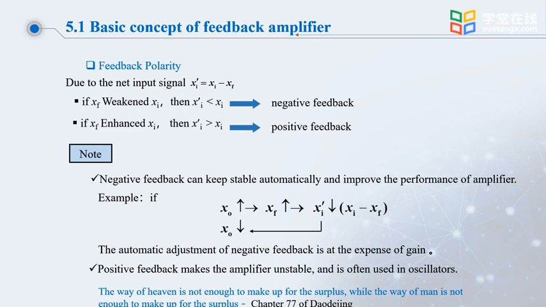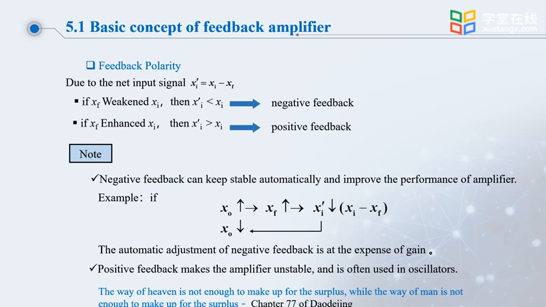Positive feedback and negative feedback are concepts you have probably heard in normal life, and there are many examples in nature. What are the characteristics of negative feedback? Negative feedback has the effect of automatically balancing the system. It keeps the system in balance and has a stabilizing effect, improving the performance of the amplifier.